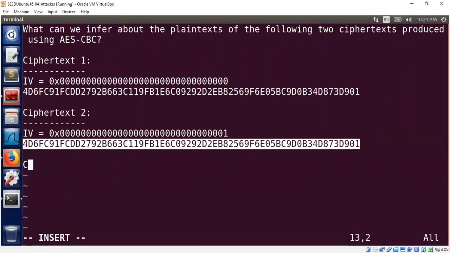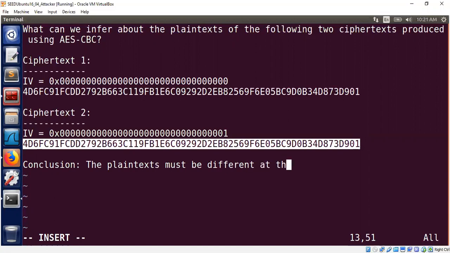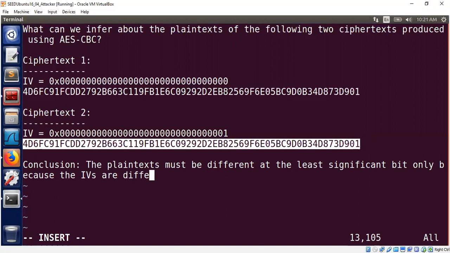So I can conclude. What is my conclusion? The plain text must be different at the least significant bit only. Why do we say that? Because the IVs are different only at the least significant bit. Okay, and this is straightforward, coming from the properties of XOR.